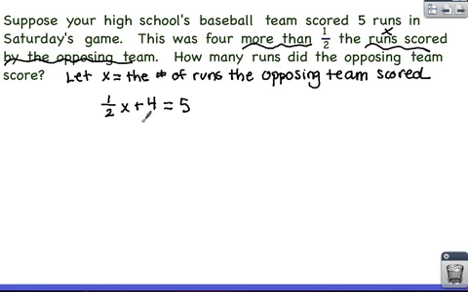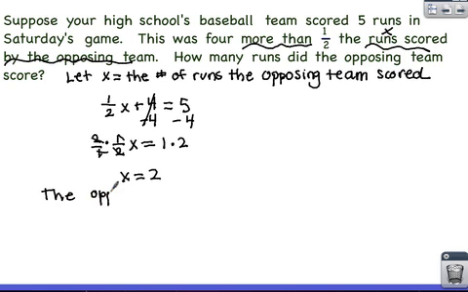So now I can solve for x in order to find the number of runs the opposing team scored. I subtract 4 from both sides to get 1/2 x equals 1, and then multiply by the reciprocal. So we have that x equals 2. The opposing team scored 2 runs.